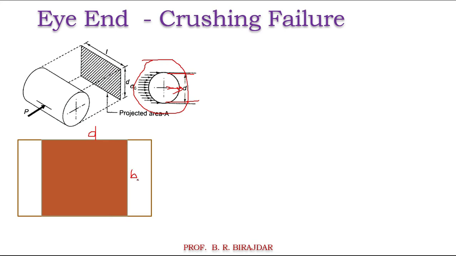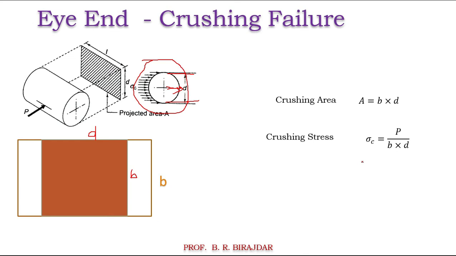So B into D will get the area. So this is the shaded area which resists the crushing failure. Therefore the crushing area is equal to B into D, then sigma C is equal to load upon area, and area is nothing but B into D.